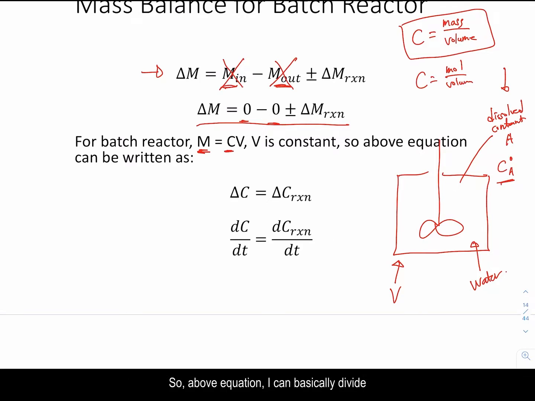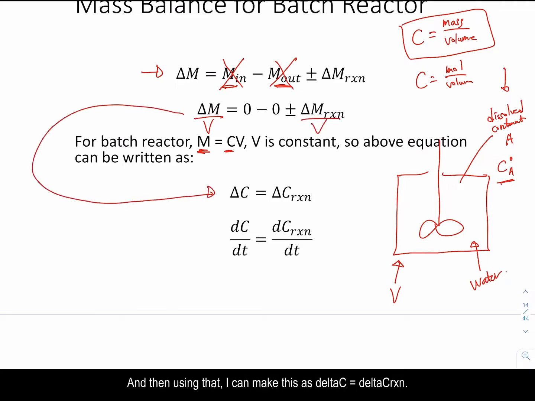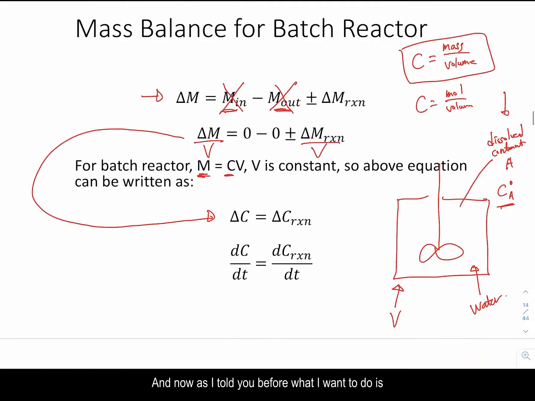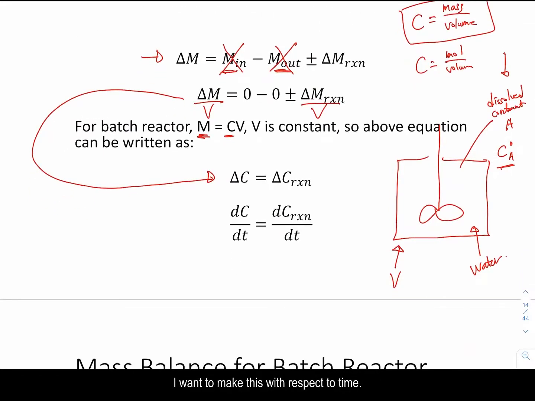So the above equation can then be written by dividing all of this by volume, and then I can make this delta C equal to delta C reaction. Okay, and now again, as I told you before, what I want to do is make this with respect to time. Okay, so this delta C, the change in the concentration per time, should be the same in both of them, right?